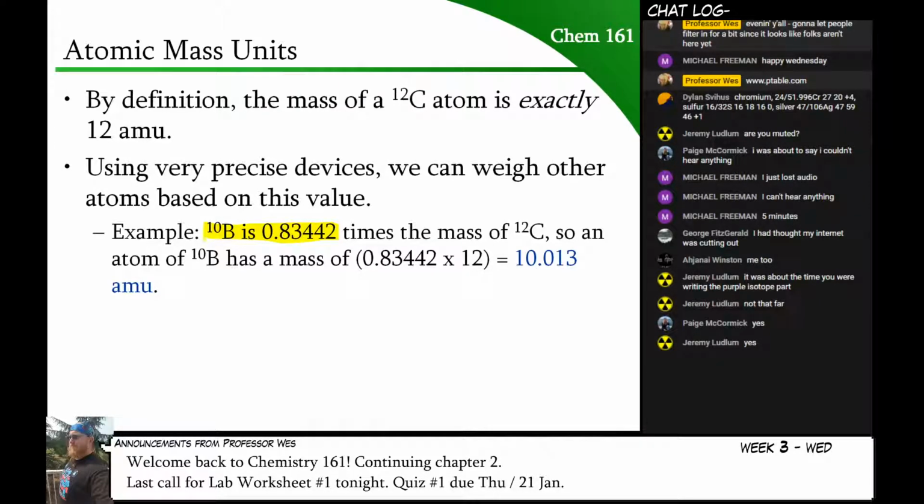So then what I will do is I will multiply the mass of carbon-12 by that number to get the mass of boron-10. So now I can get a very high degree of precision based on what values I get from this mass spectrometer. In other words, this is just a very, very, very fancy balance for weighing individual atoms.